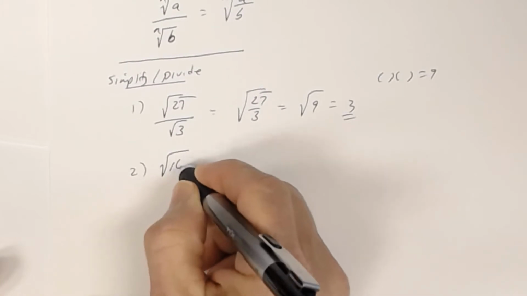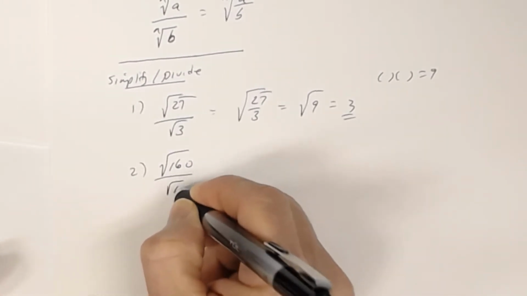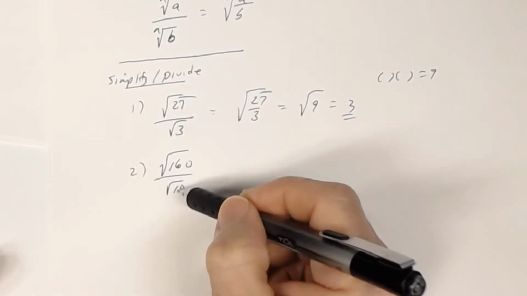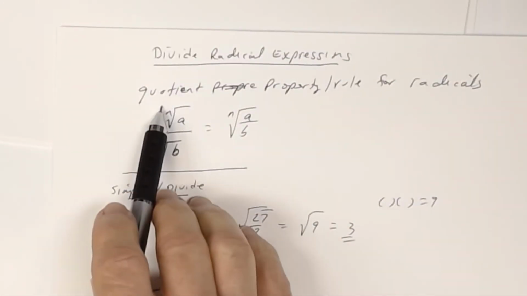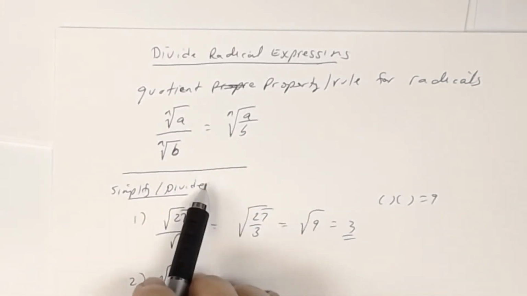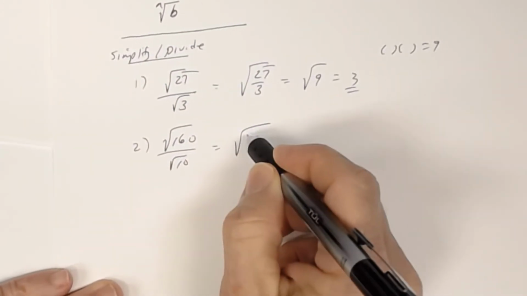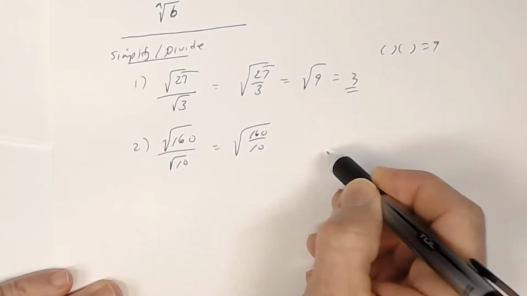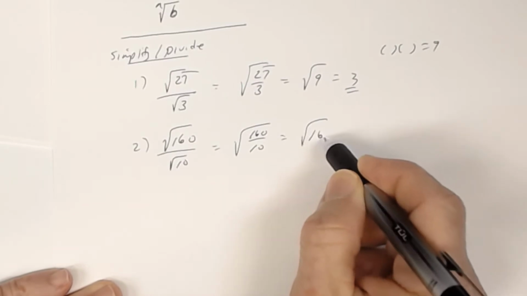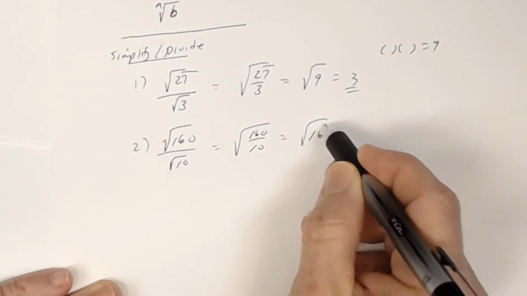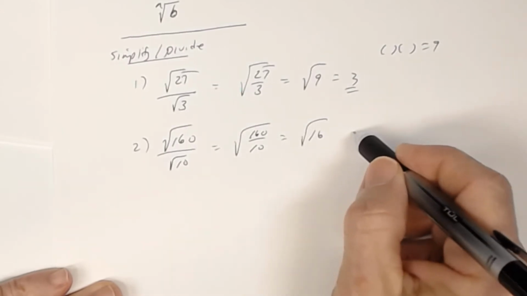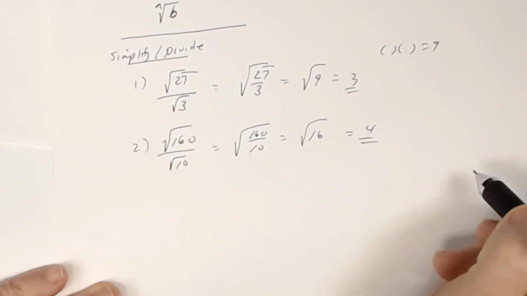Number 2. So it's not that difficult, fairly easy to deal with. The square root of 160 divided by the square root of 10. Well, again, the indices are the same. I'm dividing, so according to the quotient rule, as long as the indices are the same, then I can write this as one radical. So I can write this as the square root of 160 divided by 10, and 160 divided by 10 is 16, and that becomes the square root of 16, and so the square root of 16 means what times itself twice is 16, so the answer is 4.